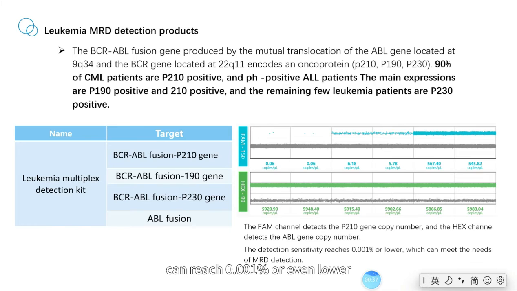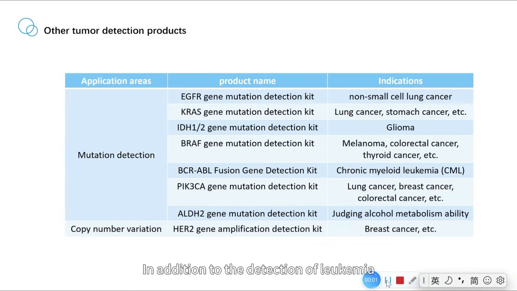0.001% or even lower. In addition to detection of leukemia, we have made a lot of expansion in the field of tumor detection, including the development of detection kits for EGFR mutation sites in non-small cell lung cancer, detection of the KRAS mutation in lung cancer and gastric cancer, detection of IDH1/2 mutation in glioma, and detection kits for the PIK3CA and BRAF sites, etc.